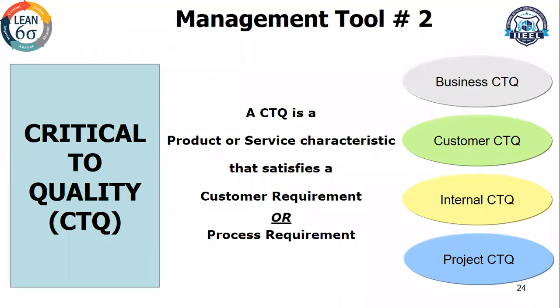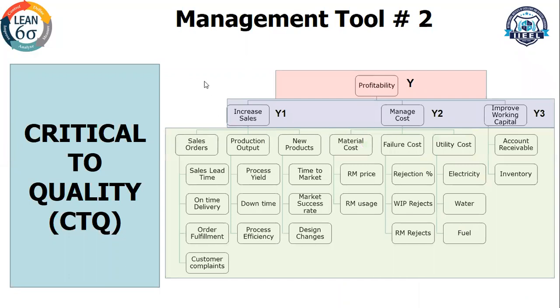So we have termed everything as quality, even delivery and service, because Lean Six Sigma is all about driving quality in the system. You can drive a business CTQ, a customer CTQ, or an internal CTQ, which could be organizational metrics, or it could be a specific project CTQ.